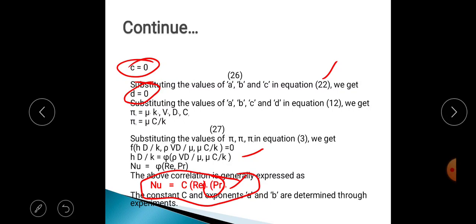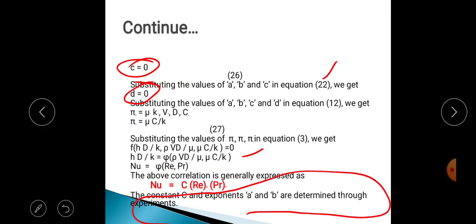What are these terms Nu, Re and Pr? These are dimensionless groups. I'll discuss more about them in upcoming slides, but here Nu is the Nusselt number, Re is the Reynolds number and Pr is the Prandtl number. And the constant C and the exponents a and b are determined through experiments.